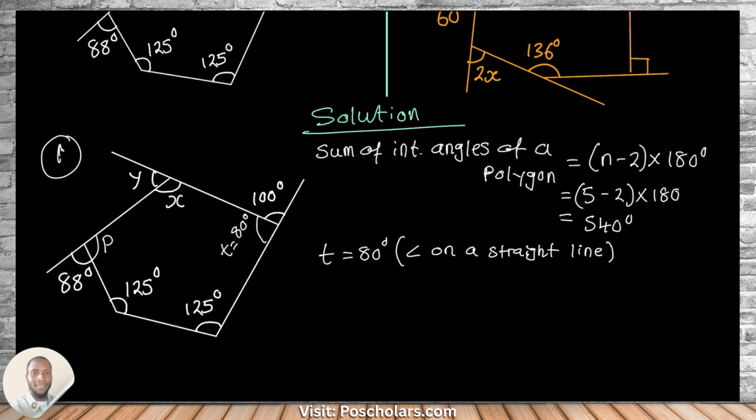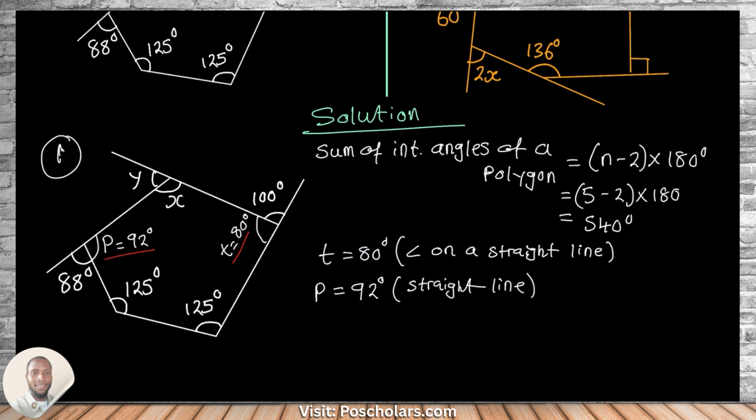Next, over to angle P, right? Now, angle P is also on a straight line. This part is 88 and this part is the unknown, which is P. So to find the value of P, you simply say 180 degree minus 88, which gives 92 degree. So the value of P is equal to 92 degree. Same thing, straight line, right? Now we can insert it here. P is equal to 92 degree, right? So these are the angles we found. T equals 80 and P equals 92.